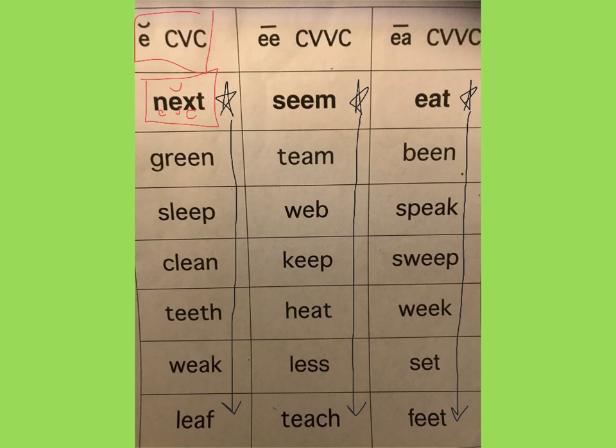Then we have the consonant, vowel, vowel, consonant, making the E say E. Like in the word seam, you have a consonant, vowel, vowel, consonant. So that's making the long E sound.